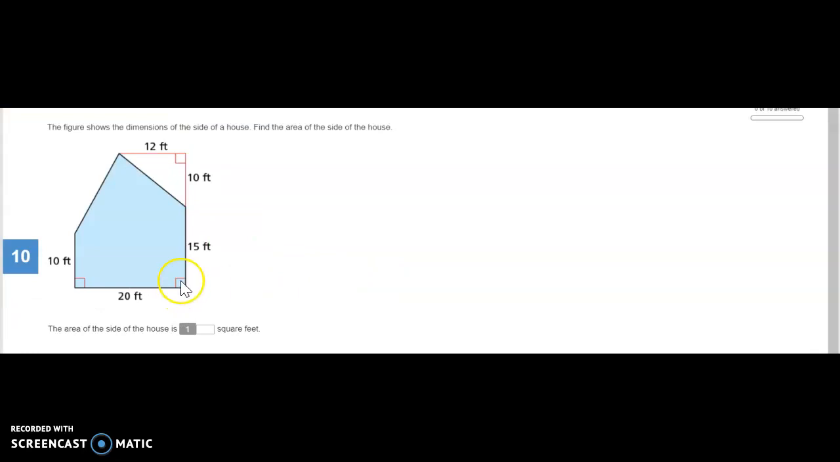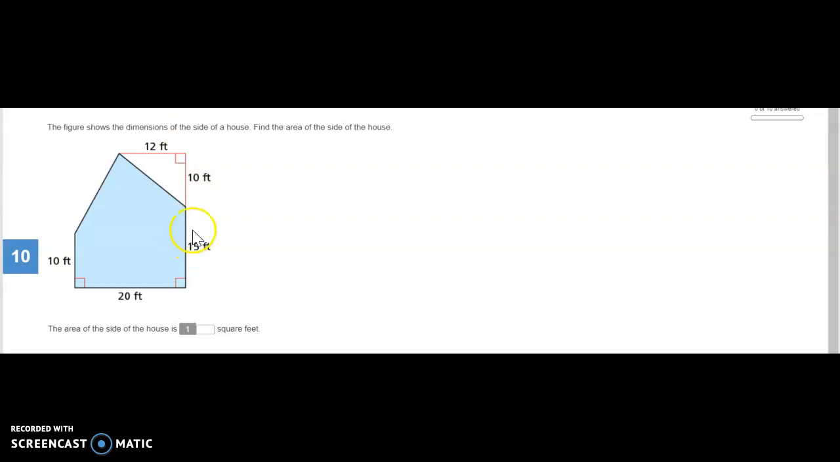And when we look at this side right here, we know that this is 15 and this little piece up here is 10. Well, if I go right across here, this is going to be 10. And if this whole area is 15, I take my 15 and subtract my 10 from it, and that's going to give me 5. So this little piece right here is 5 plus the 10 that's already there. Now remember, we're going to have to subtract this area back out later because that area is actually not part of the side of the house.